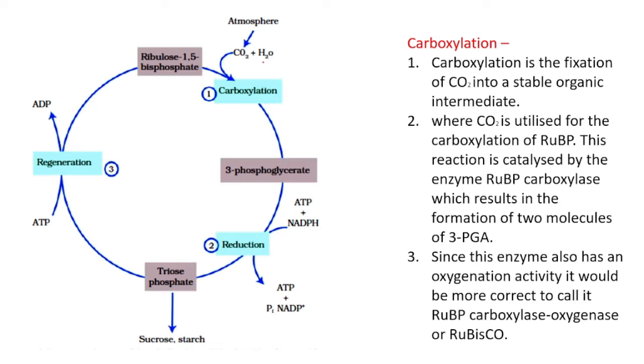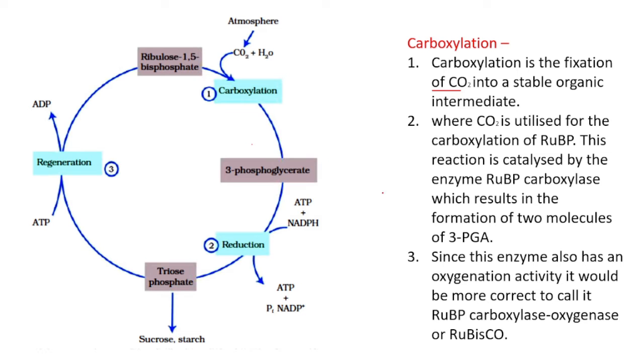So let us come to the C3 cycle first, because the majority of plants perform this cycle. The first step of this is carboxylation. Carboxylation is a fixation of carbon dioxide. So this is a fixation of carbon dioxide into a stable intermediate.